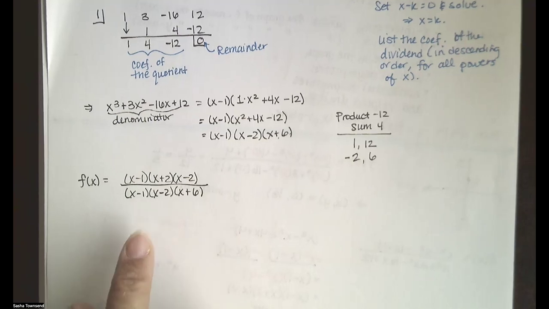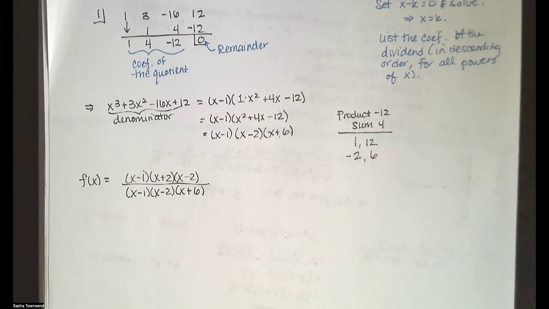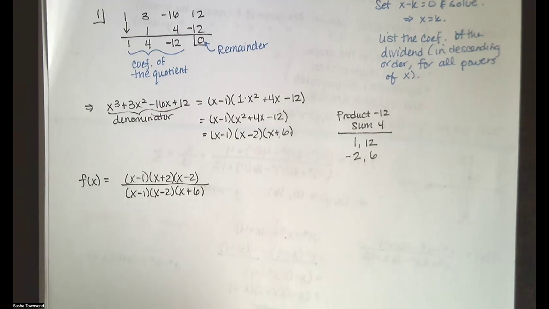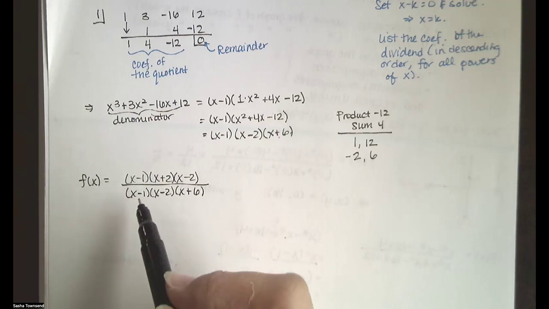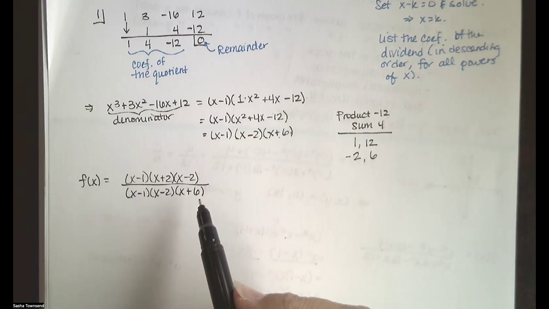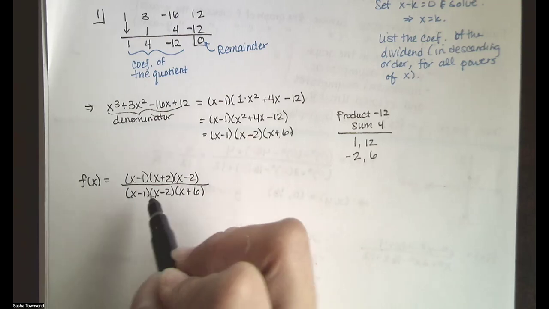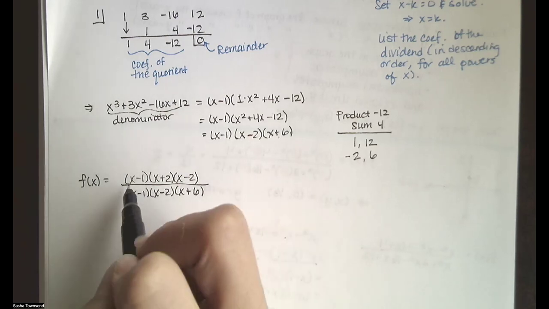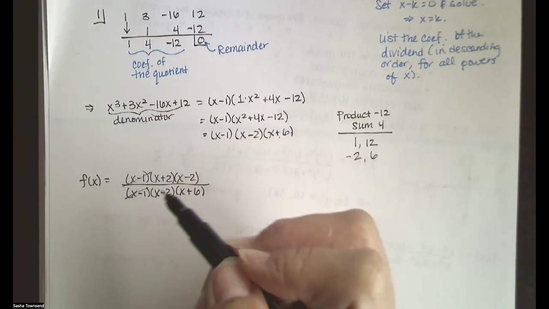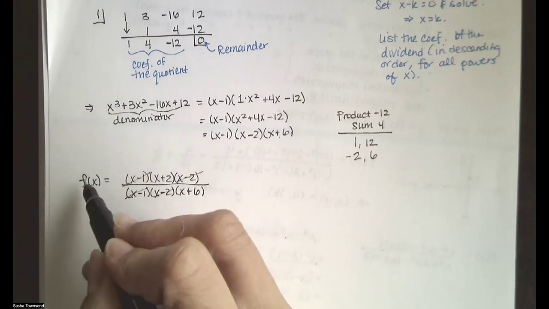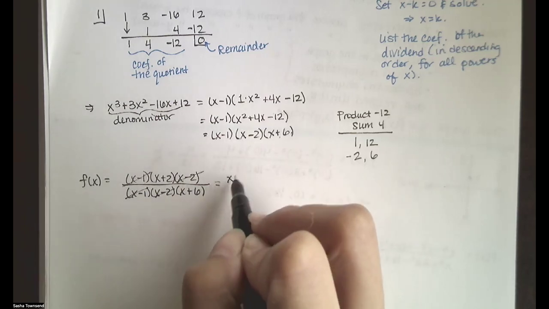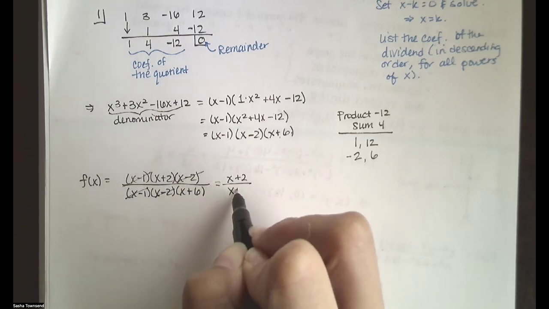So we've got this. Now, before I find the x-intercepts where the graph crosses the x-axis, we want to simplify as much as possible. So after factoring, the whole point of factoring actually was to find any common factors in the numerator and denominator. So I've got an x minus 1 as a factor, those reduce. I've got x minus 2s as factors, those reduce. So this function f of x is actually equal to x plus 2 over x plus 6.